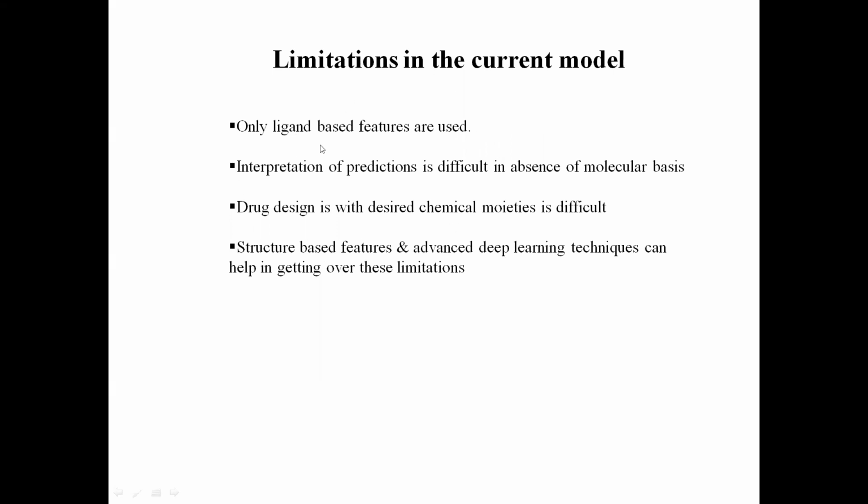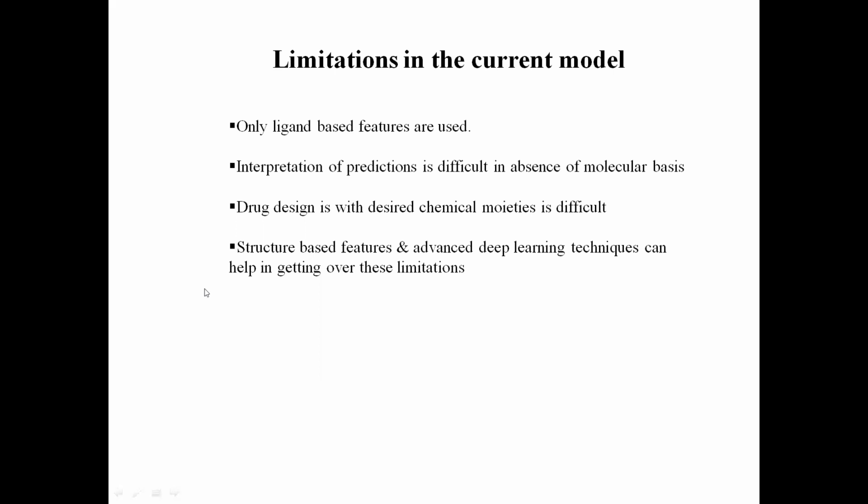Only ligand-based features are used. Interpretation of prediction is difficult in the absence of a molecular basis. Drug design is done with desired chemical moieties. Like if it's binding at this site, you found this interaction is hydrophobic, and the receptor residue is interacting with charge. So for this methyl group, you may put a hydroxyl group. That is where interpretation and design are easy. But with machine learning, that aspect becomes different. So that is where structure-based methods and machine learning have to integrate better, so that the design aspect can come automatically.